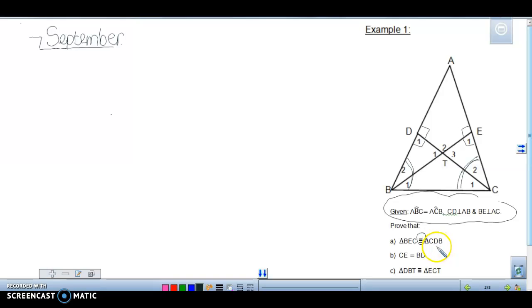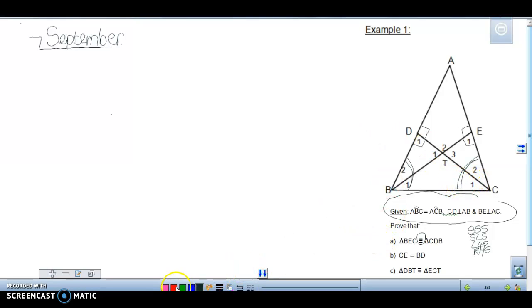And immediately you must think there's 4 ways we can prove it. How can we prove it? We can use side, side, side. We can use side, angle, side. We can use angle, angle, side. Oh, sorry about that. And we can use 90 degrees, hypotenuse, and a side. So let's see, which of these 4 things can we use to prove that these 2 triangles are congruent?